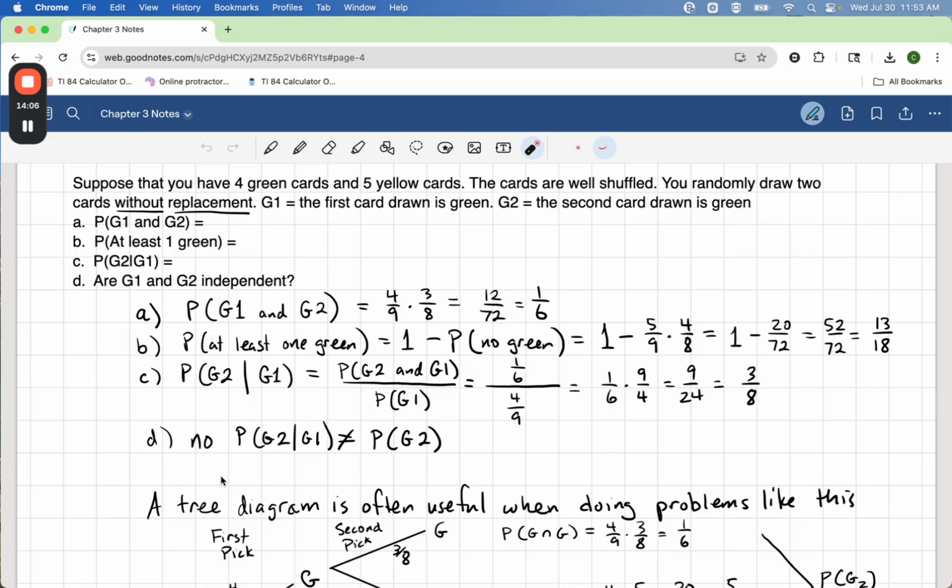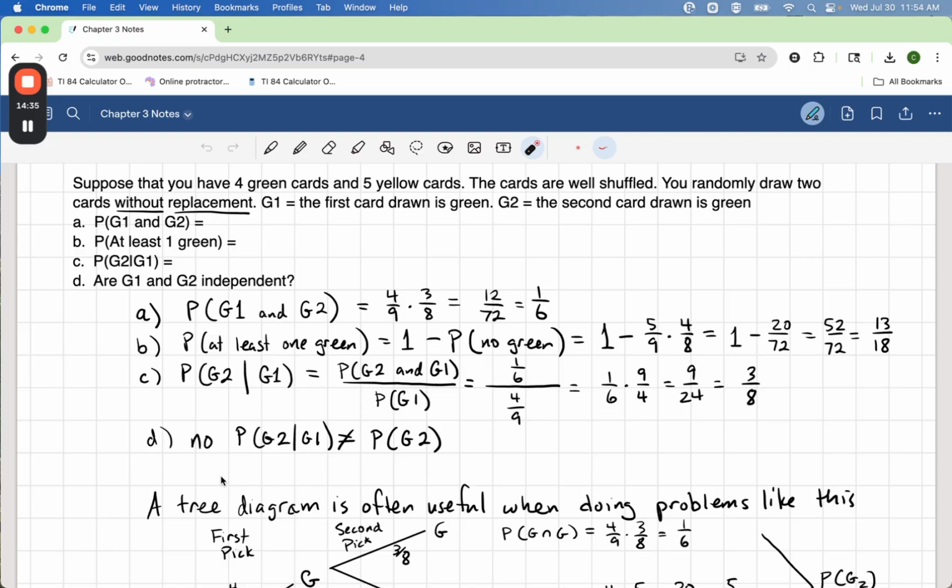Probability of G2 given G1. So probability of G2 and G1, we calculated in part A to be 1/6. Probability of G1, that is the probability of drawing a green one on the first draw, so that's 4/9. So I do the calculations. So the probability I draw a green card on the second draw, given I have already drawn a green card on the first draw, is 3/8.